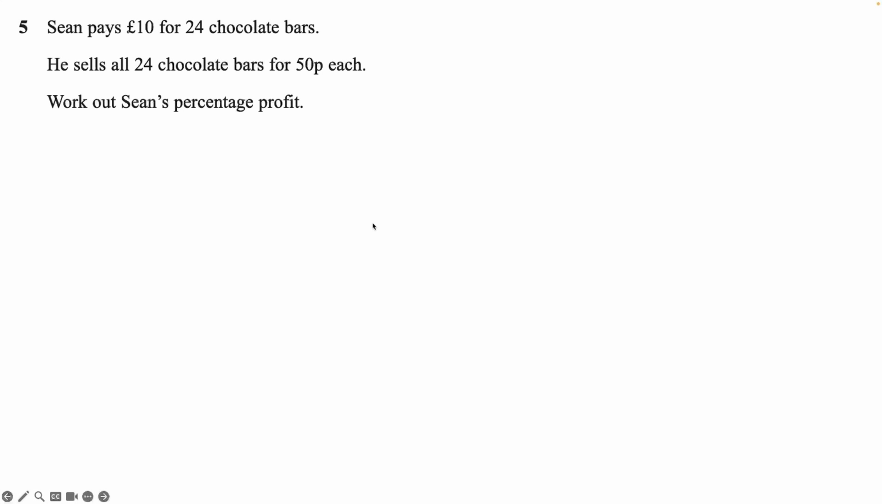Sean pays £10 for 24 chocolate bars. He sells all 24 chocolate bars for 50p each. Work out Sean's percentage profit. So if he's selling 24 chocolate bars for 50p each, that means he's selling them for £0.50. So he's going to make 24 divided by 2, which is 12. So he's going to make £12. His profit is going to be this £12 minus his budget of £10, which is equal to £2. So he makes £2 total profit.